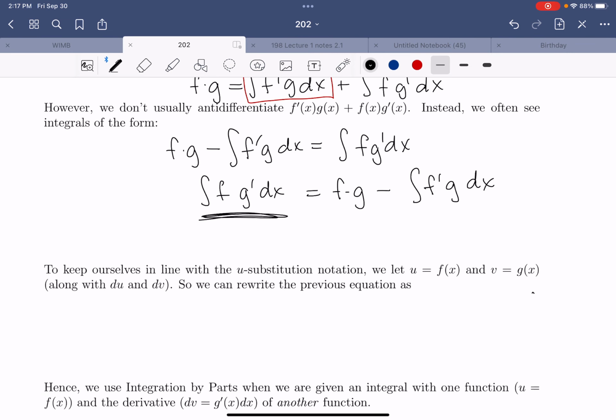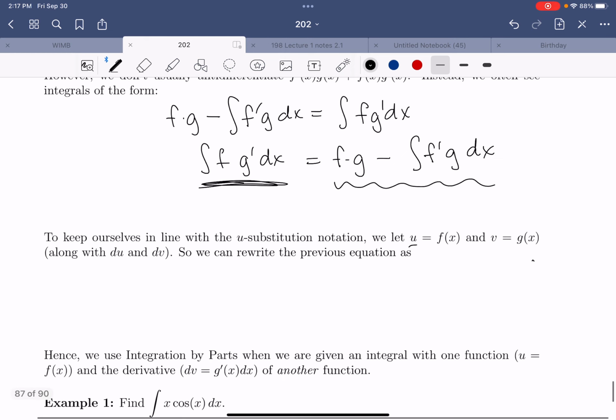If we focus on problems that look like this, where you have two functions being multiplied together, where one we think of as a function f, and one is the derivative of another function, then we can undo that or take the integral by using this formula. Okay, now in order to align it with the way that we did our u sub, we're going to substitute u equals f of x and v equals g of x.